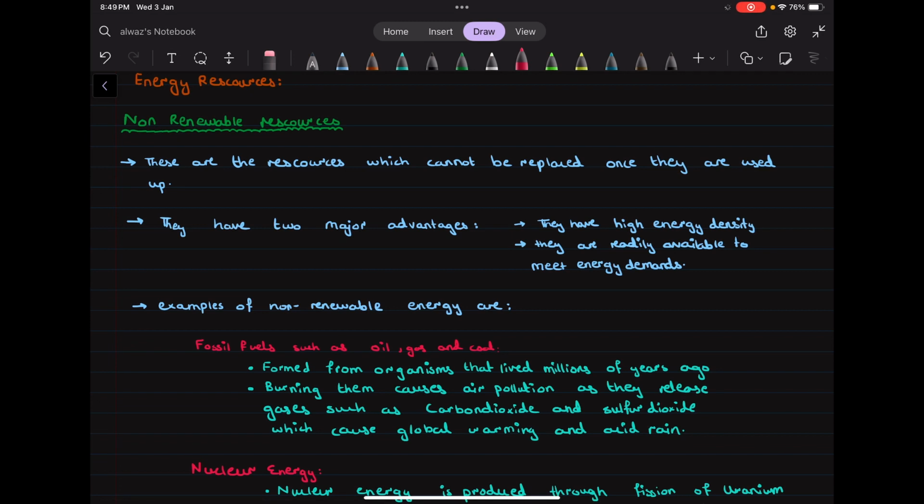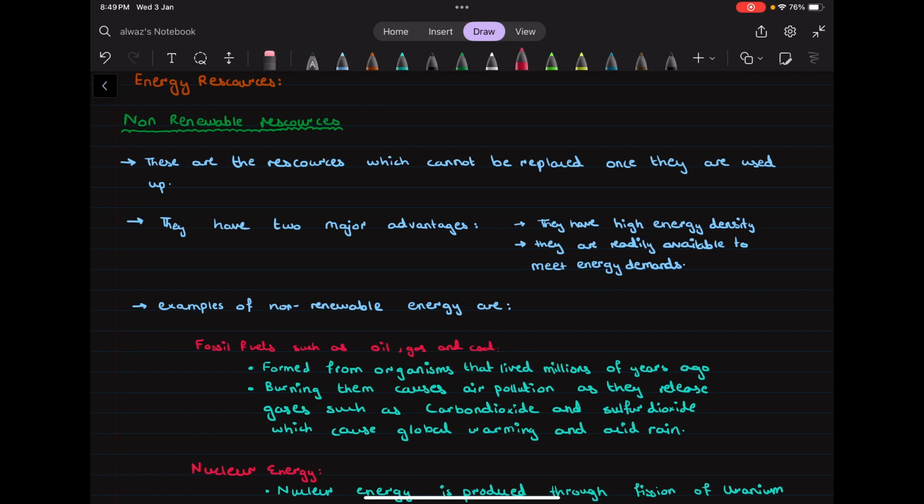They have two very major advantages. The first one is that they have high energy density. What this means is that from a very small piece of this energy source, we can get a lot of energy. An example of non-renewable energy is coal. So, from a small lump of coal, we can release massive amounts of energy.